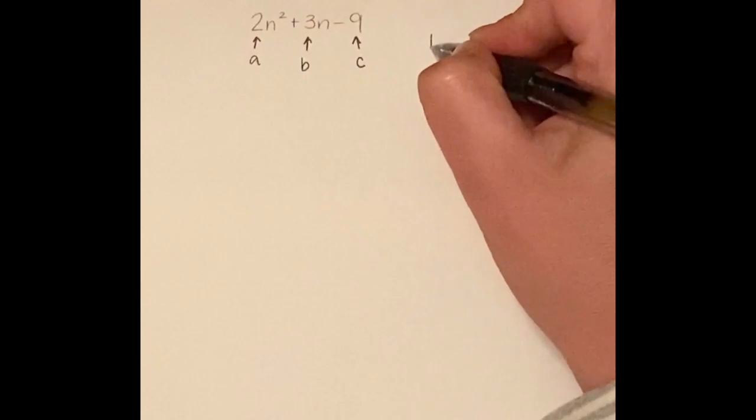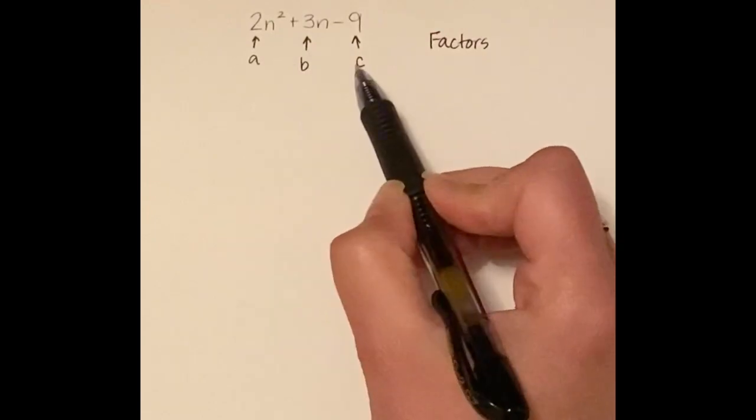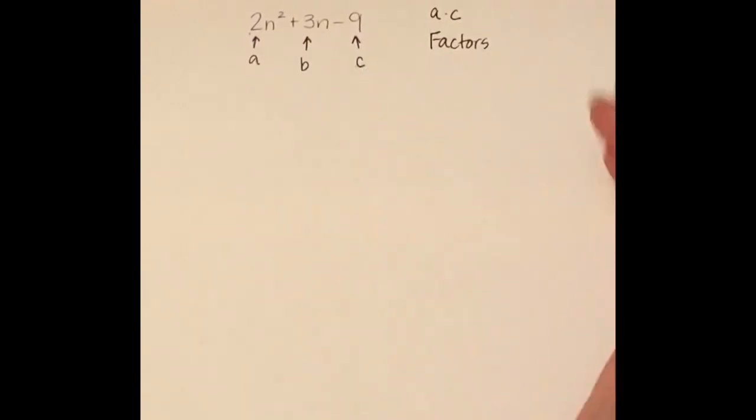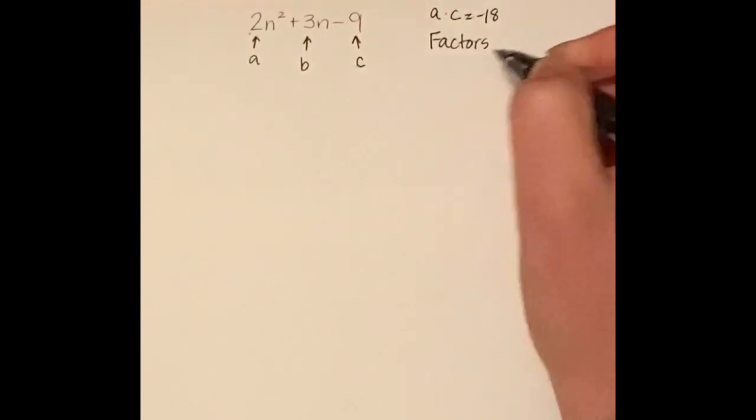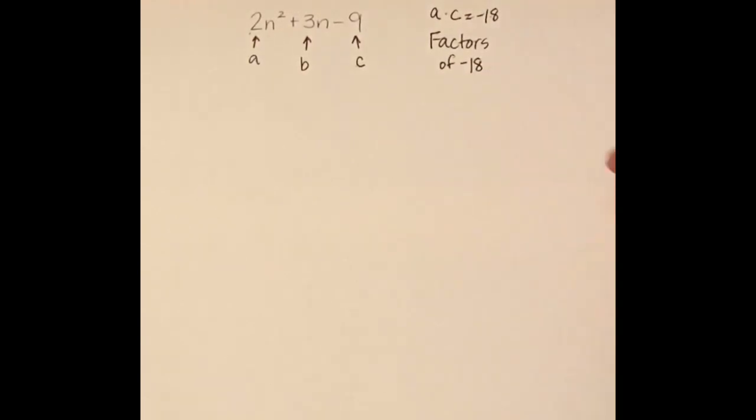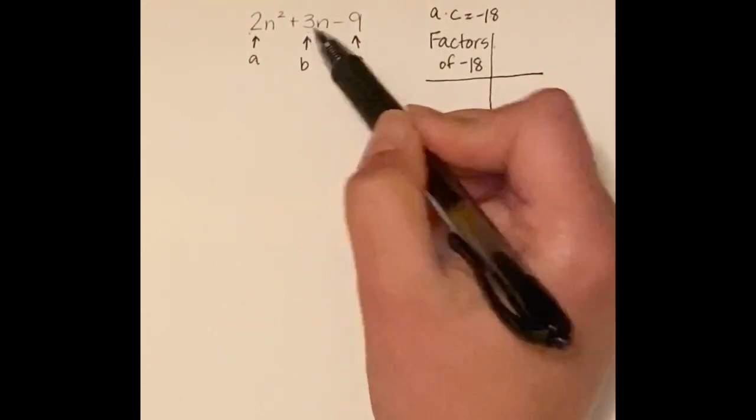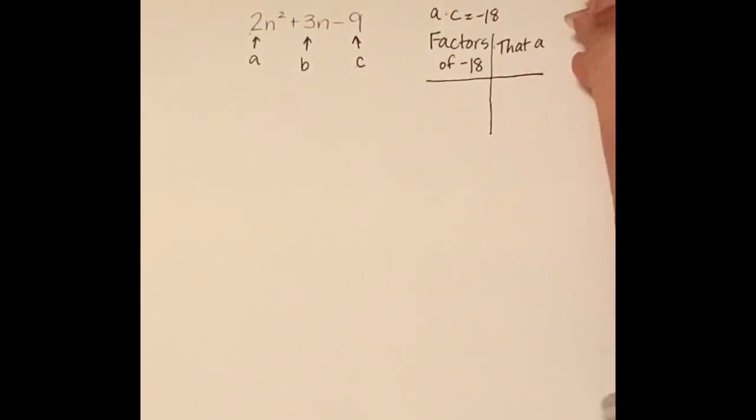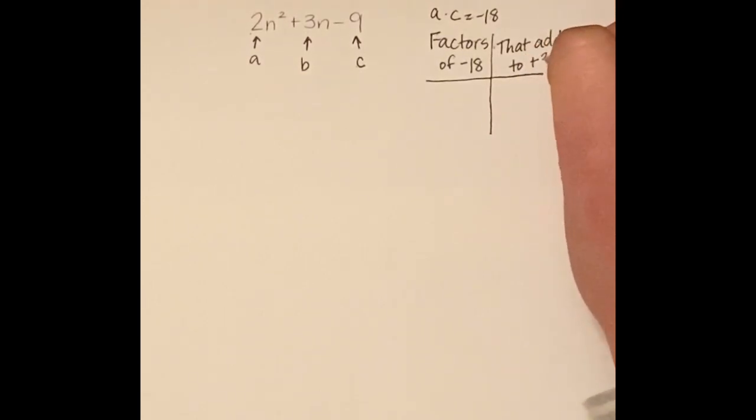We need to find factors that multiply up to our a times our c value. So a times c, in this case, 2 times -9 equals -18. So we need to find factors of -18. When we look for those factors of -18, we are going to see which ones can add up to that b value of +3. So this is going to be a little bit tricky.